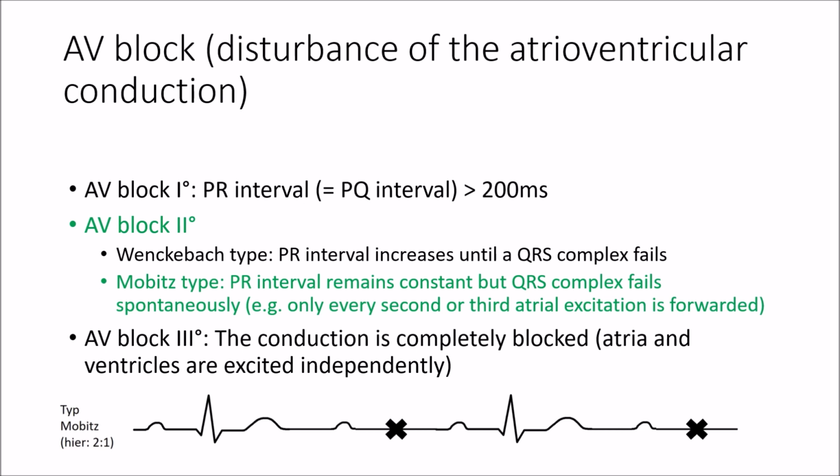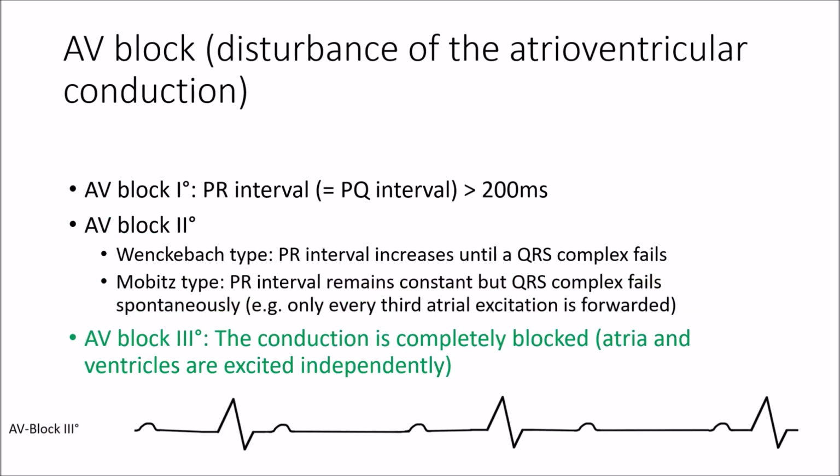If the AV node no longer functions at all, the electrical signal is not transported to the ventricles. In the worst case, the heart will stop beating. However, it is also possible that another center in the ventricles starts to generate electrical impulses to prevent life-threatening cardiac arrest. In the ECG you will then see independent P waves and QRS complexes.